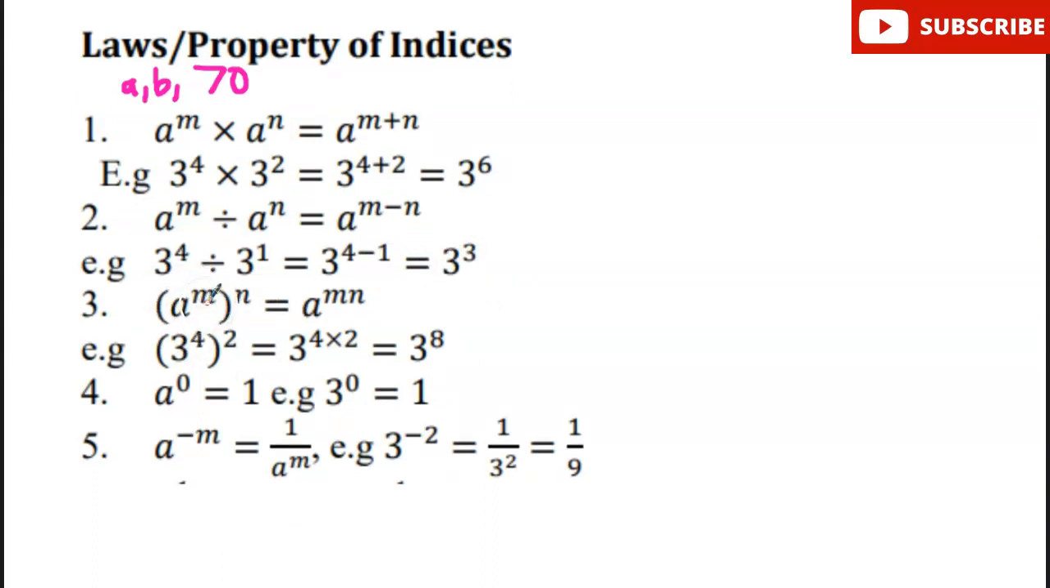When an index is raised to a certain power, like A to the power m raised to the power n, what you do is you multiply the exponents. So A to the power mn. Example, 3 to the power 4 all raised to the power 2 will be equal to 3 to the power 4 times 2, which is 3 to the power 8.